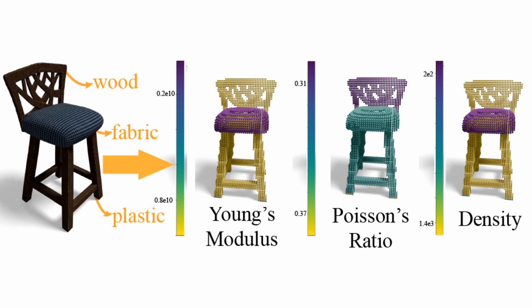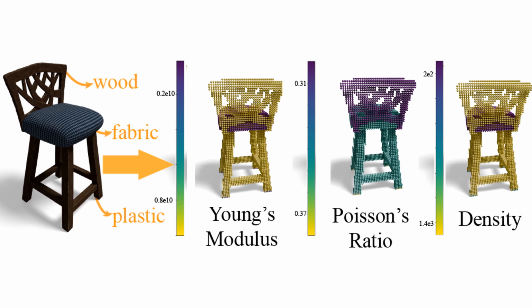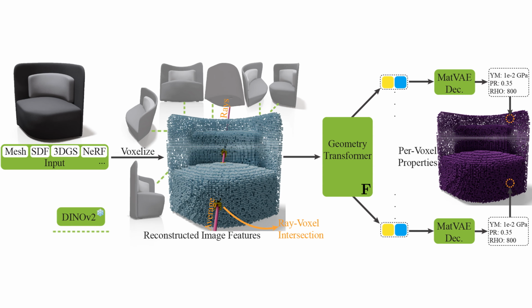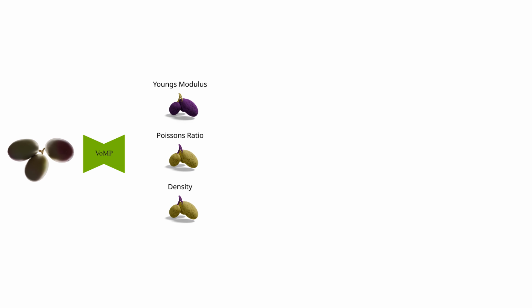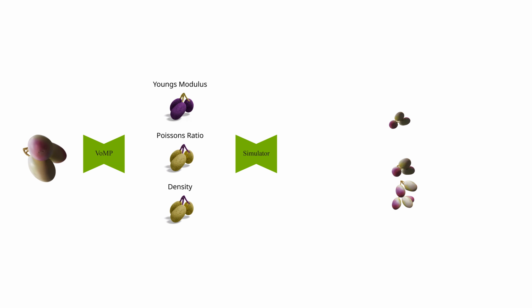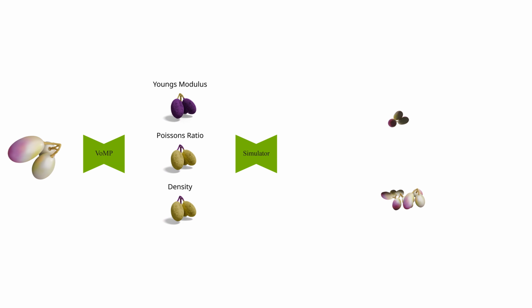These fields can be used in a physics simulator to produce accurate realistic 4D worlds. We propose VoMP, the first feed-forward model trained to estimate simulation-ready mechanical property fields within the volume of 3D objects across representations. So, now if you captured a Gaussian splat like this grape, you can run it through VoMP and in a couple seconds get the volumetric physics property fields. This allows us to create physically realistic 4D worlds very quickly and without handcrafting.